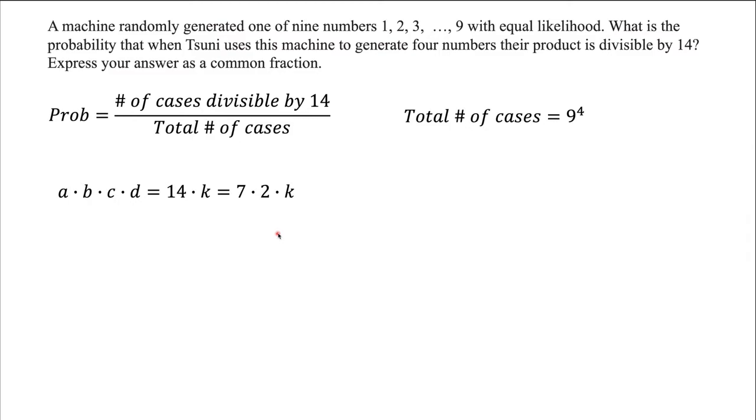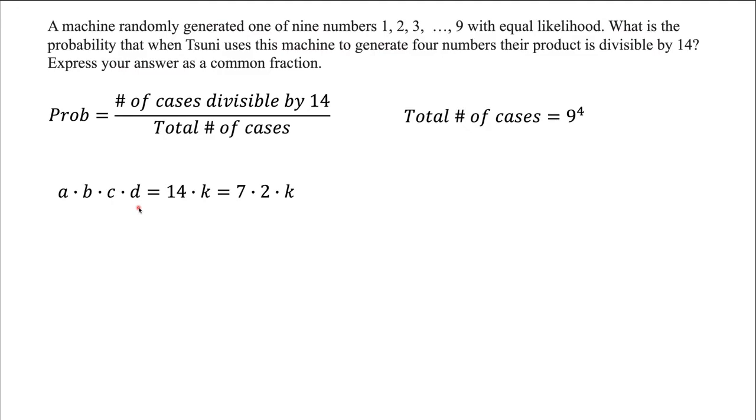But now, what does it mean that A times B times C times D equals 7 times 2 times k? It means that at least one of those 4 numbers, A, B, C, or D, should have a factor of 7, should be divisible by 7. And at least one of the numbers has to have a factor of 2 in it, which means at least one of those numbers should be even.